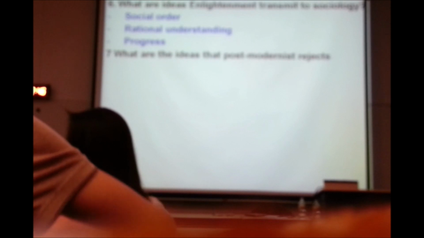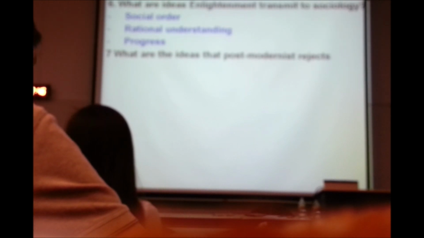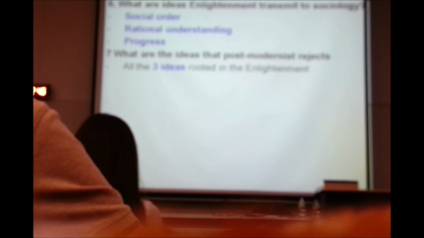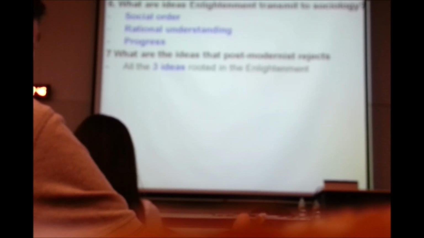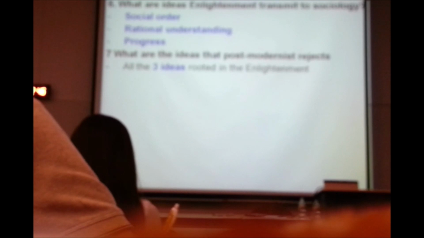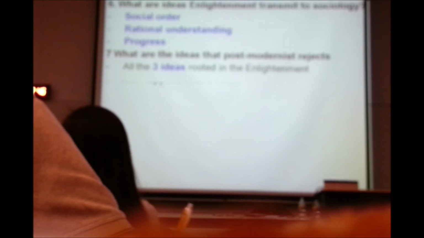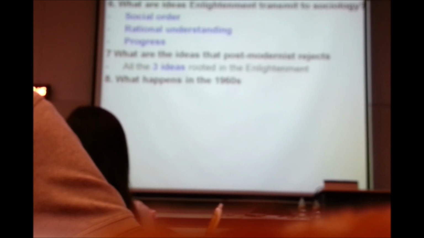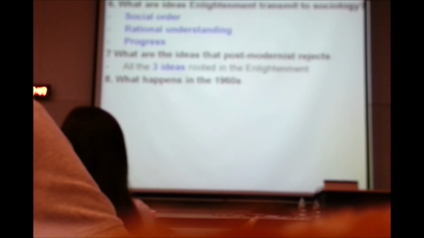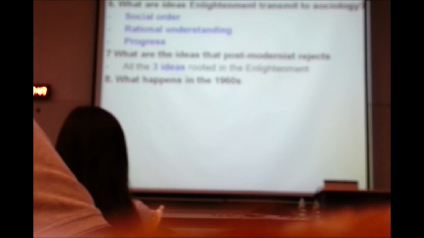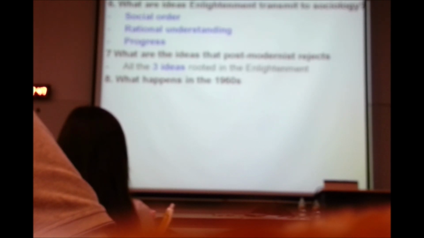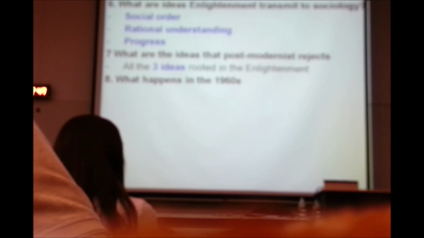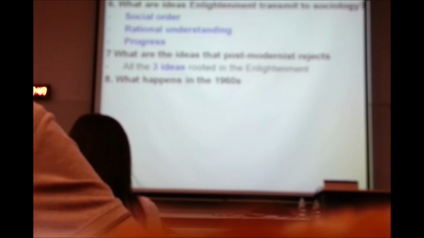Reject social order. Good. They reject all of these. Yeah? They reject all three ideas rooted in the Enlightenment. Okay. Then the DVD progressed to say, well, why would you reject these ideas? Enlightenment ideas came into sociology in order to explain modernity.